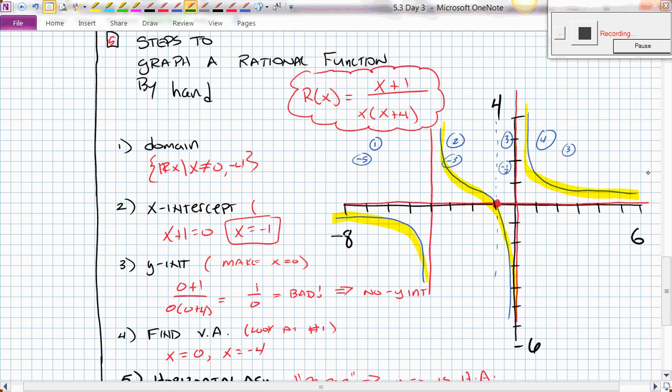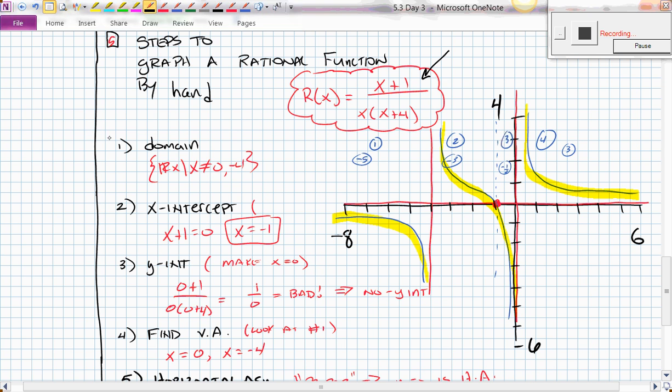Okay, last problem I'll sort of just walk you through. I left everything on here. So the fifth box of the day was learning how to graph a rational function by hand. And so here's the one that we're going to start with, okay? We're going to start with the rational function (x + 1) over x times (x + 4).